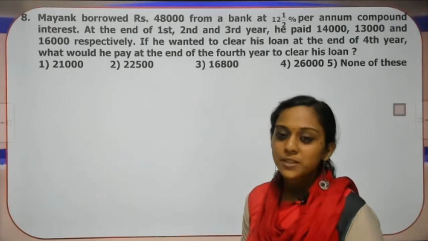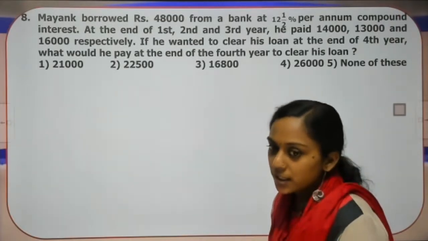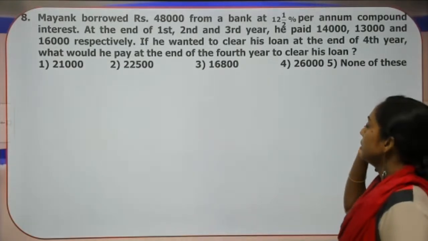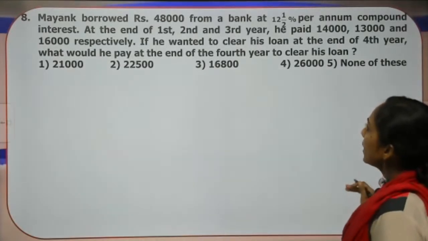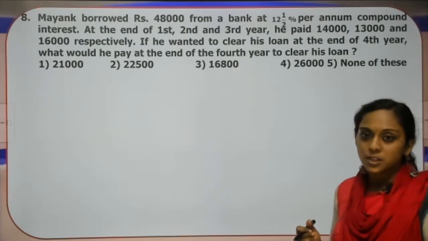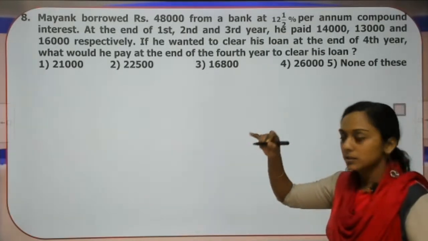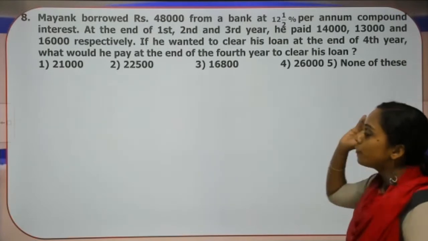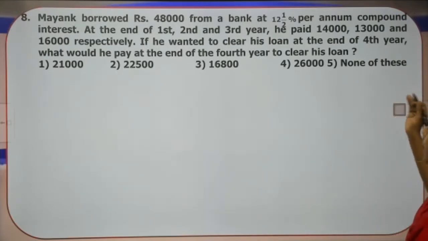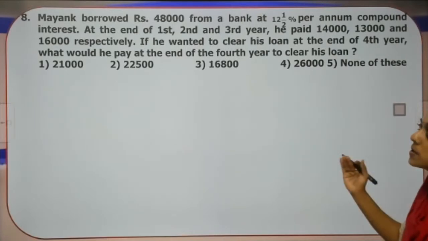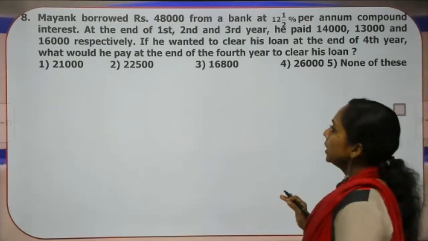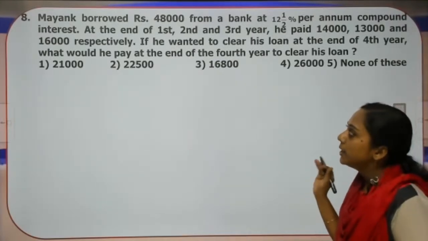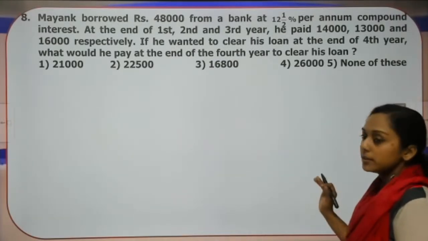Different answers are coming. Okay, so let's see. Mike borrowed rupees 48,000 from a bank at 12.1/2%, means at 1/8, rate per annum compound interest. At the end of first, second and third year, he paid 14,000, 13,000 and 16,000 respectively. If he wanted to clear his loan at the end of the fourth year, what would he pay at the end of the fourth year to clear his loan?